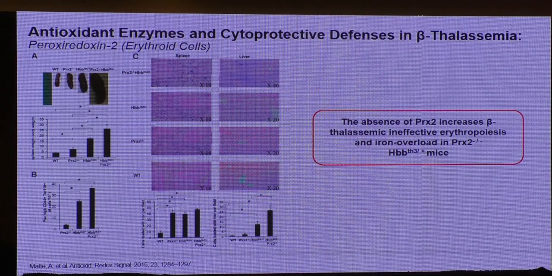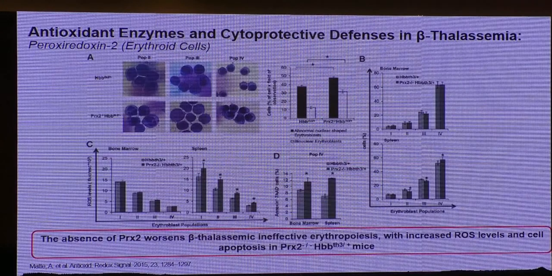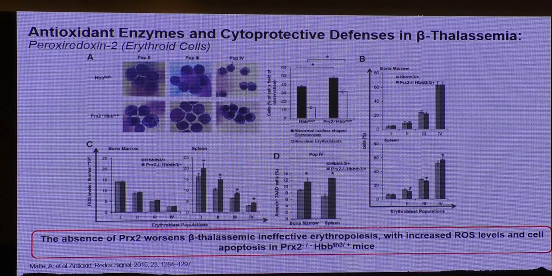This study looked at the activity of peroxiredoxin 2 in thalassemic mice versus thalassemic mice with a knockout of peroxiredoxin 2. As we can see, the absence of peroxiredoxin 2 increased beta-thalassemia ineffective erythropoiesis and iron overload in the mice that lacked this enzyme. And this tells us why this enzyme is important. Looking further into the data, its absence not only worsened ineffective erythropoiesis, but also led to an increase in ROS levels and to cell apoptosis as well.